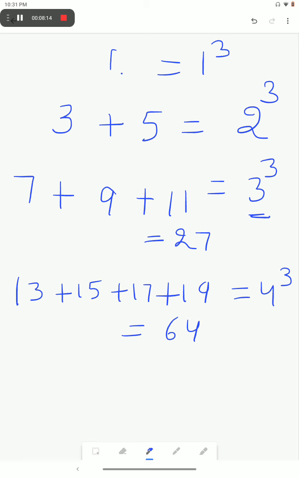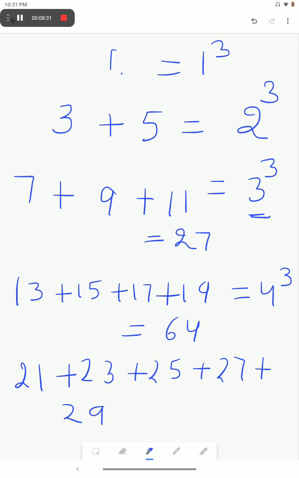Now you make the table for this up to 10 cube. After 19 what will come? 21, then 23, then 25, then 27, and then 29. Its sum will be equal to 125. How many numbers are there? 5 numbers. It means it is the cube of 5.